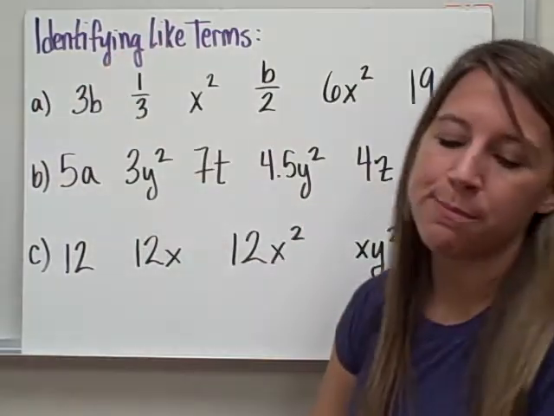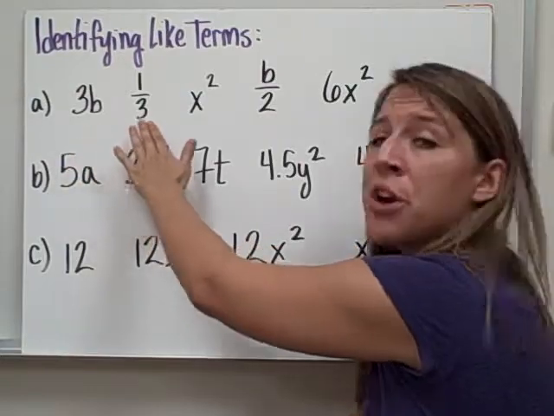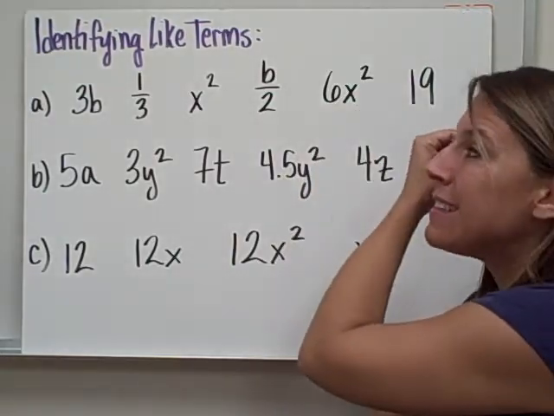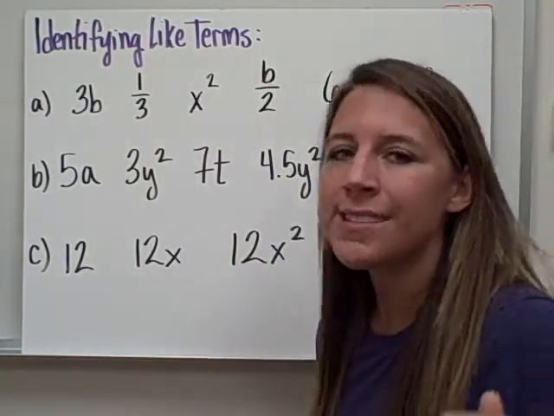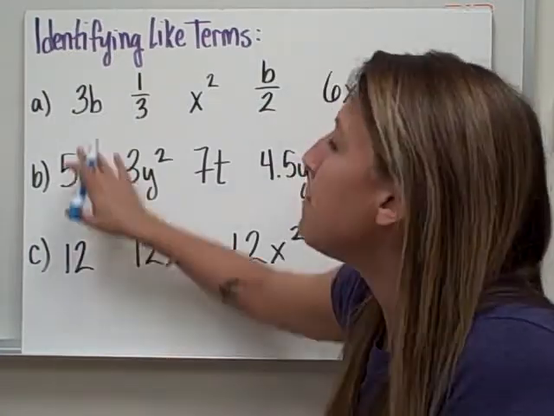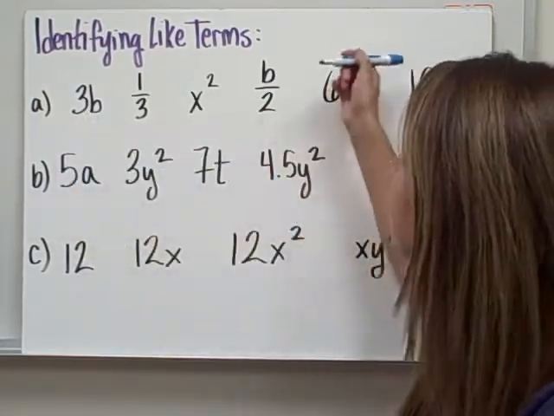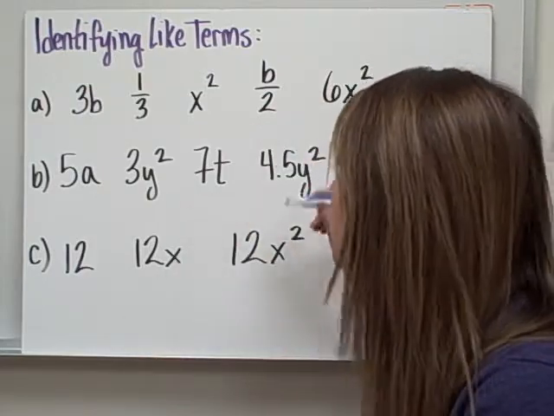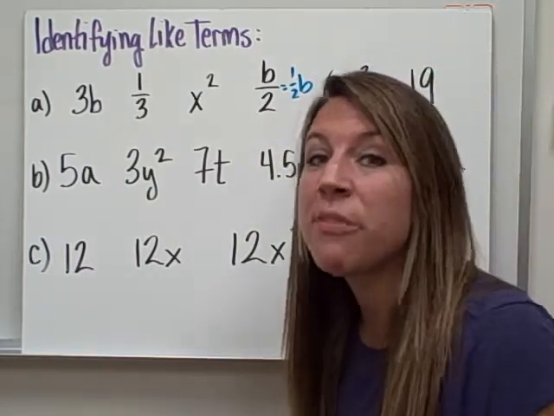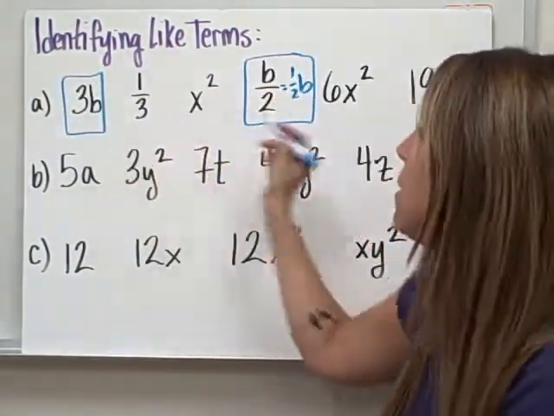So if you were asked to simply identify like terms, let's look at example A. We have 3b, 1/3 x squared, b divided by 2, 6x squared, and 19. Just want to take a step back and find things that are the same or different as far as like terms are concerned. Do I have any b terms other than 3b? I can kind of scan and see, oh yes, this is b divided by 2. Well, b divided by 2 is actually equivalent to 1/2 b. If you're confused, we can talk about that later. But this is a like term with this because they have the same variable raised to the same power.